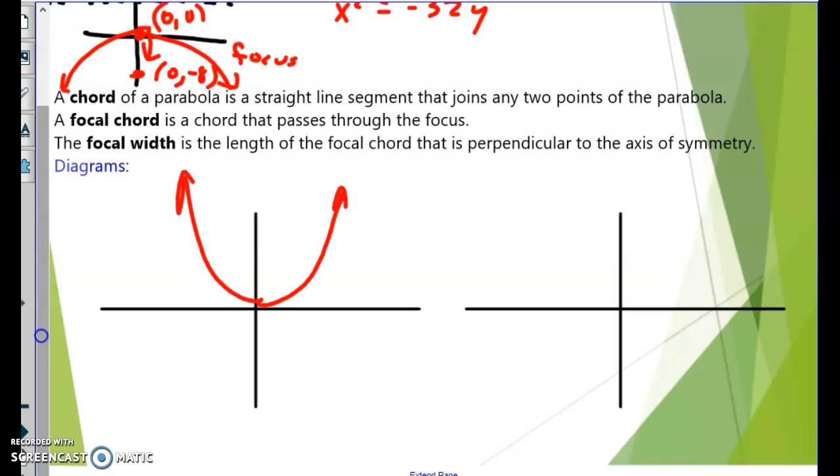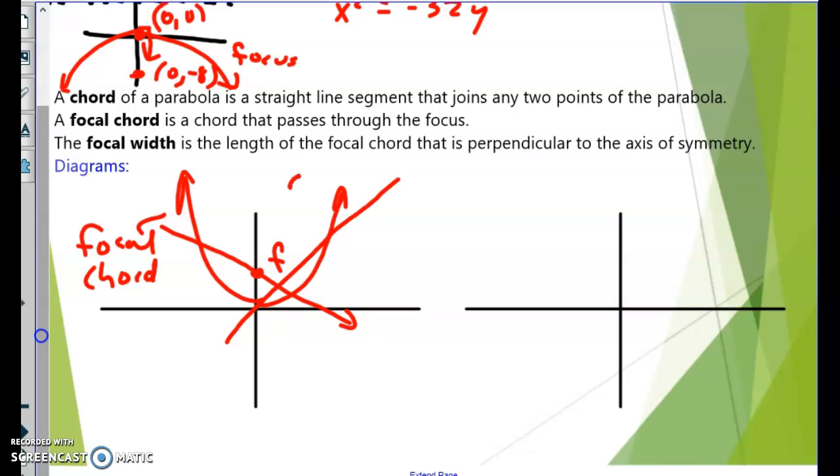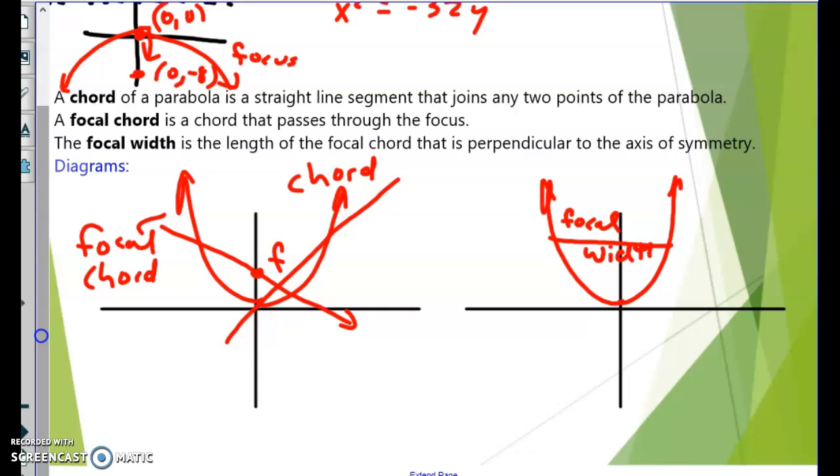Here's a very pretty looking parabola. I'm going to put a focus there. And I'm going to say that this would be a focal chord. And this is just a chord, because it doesn't go through the focus. And let's draw another picture here. And that would be my focal width. Simple enough ideas.